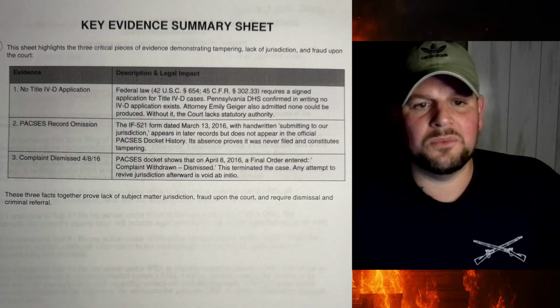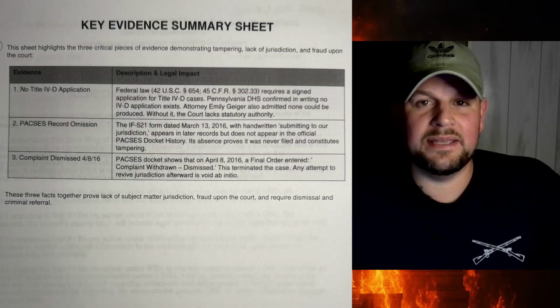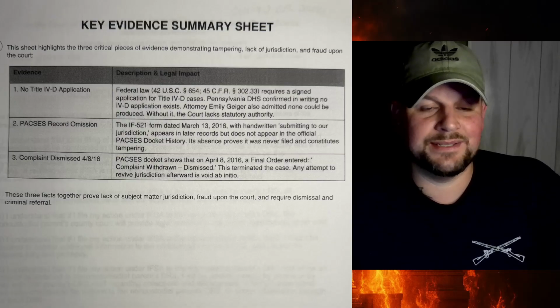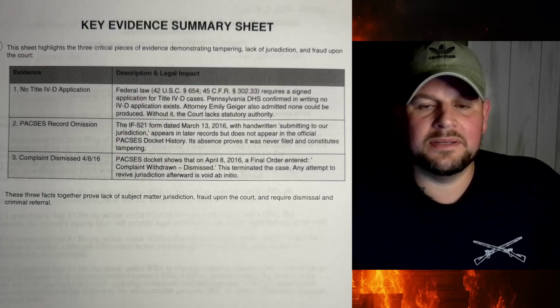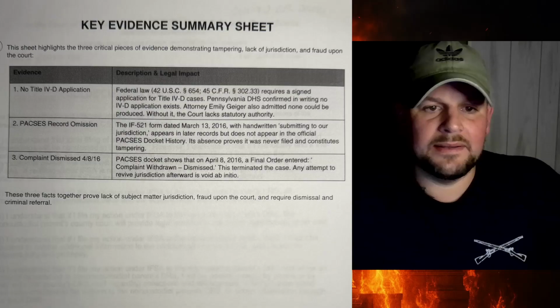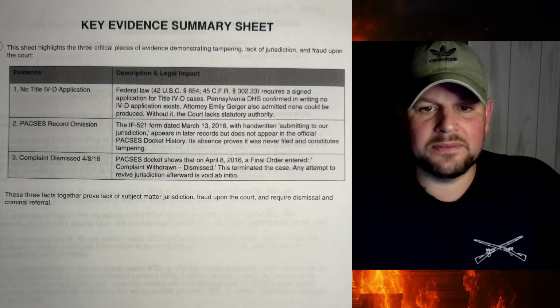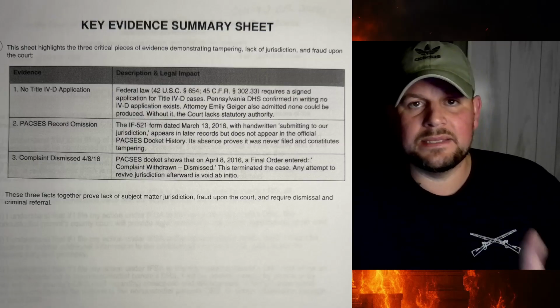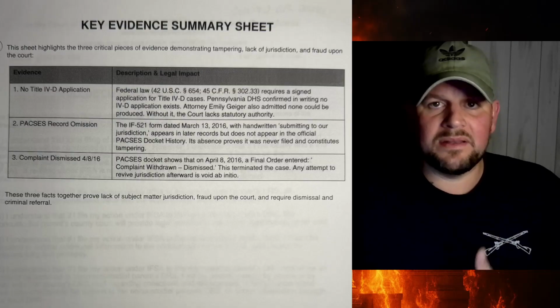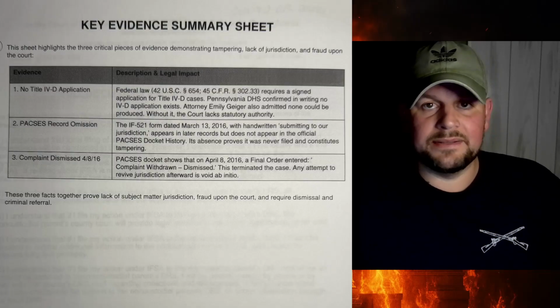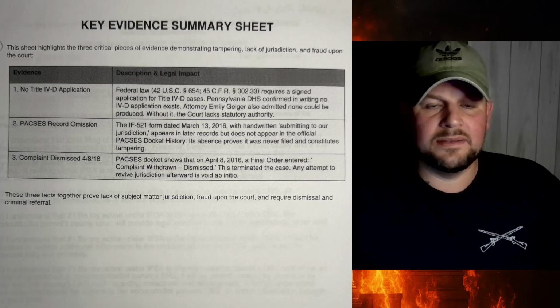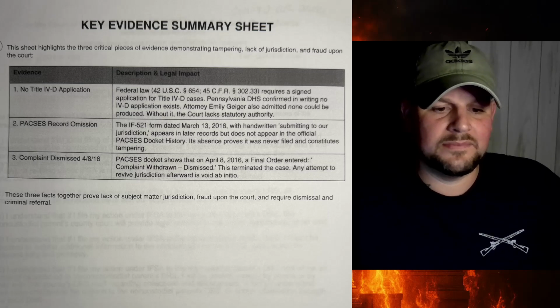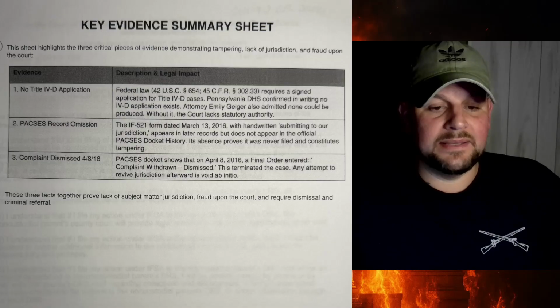The IF 521 form, that's the form we talked about where somebody handwrote in there, submitted to our jurisdiction. That's what this form is called, and that's what it's talking about. That's tampering with legal documents. When you handwrite things on a legal document, you're making additions to it. You're not allowed to do that. I'm not allowed to do it. You're not allowed to do it. They're not allowed to do it. The court's not allowed to do it. Nobody's allowed to alter an official document. It's against the law. But they get away with it, I guess, up until now, because I'm not going to let it go.